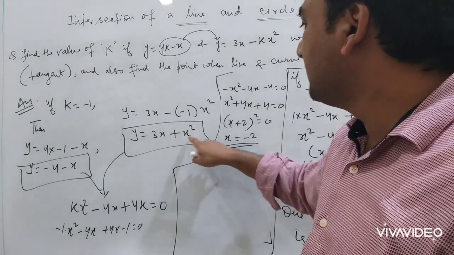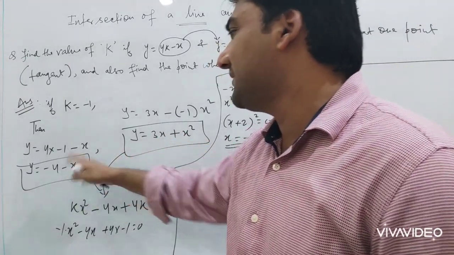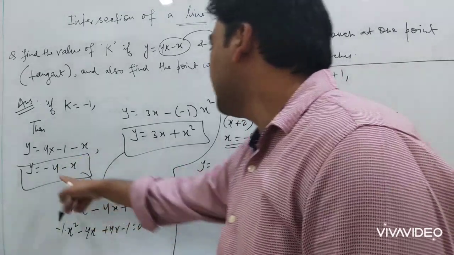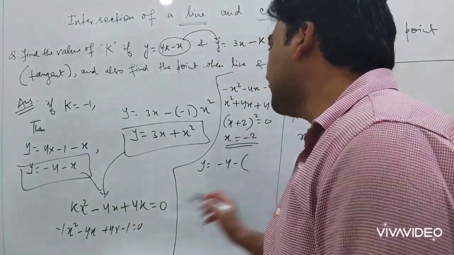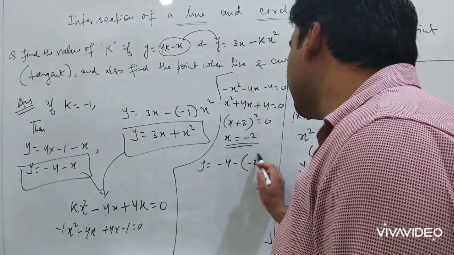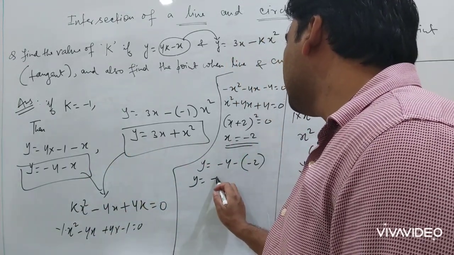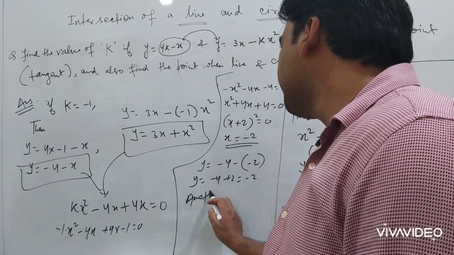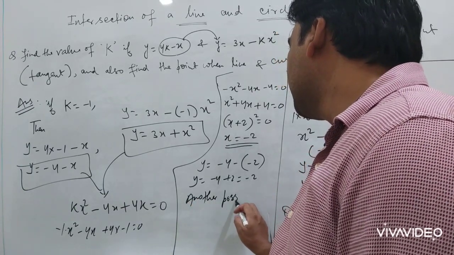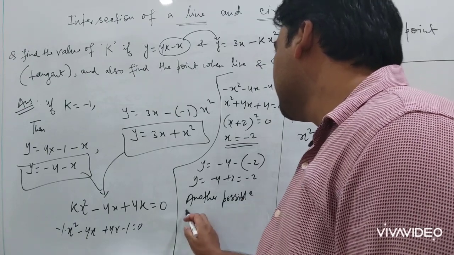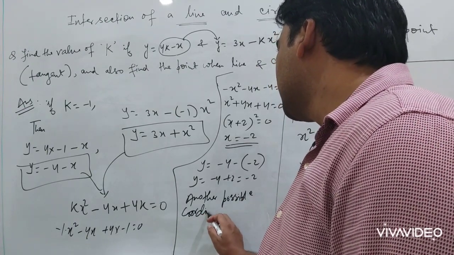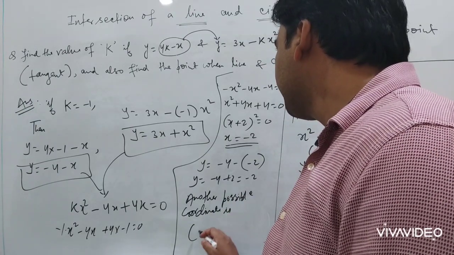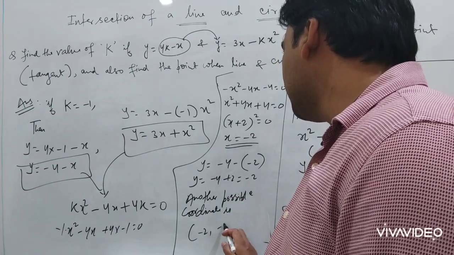You can put x equal to minus 2 here or here, doesn't matter. So this is a simple one. So y equals minus 4 minus x, and for x I will put minus 2. So y equals minus 4 plus 2, which is minus 2. So another possible coordinate is x is minus 2 and y is also minus 2.